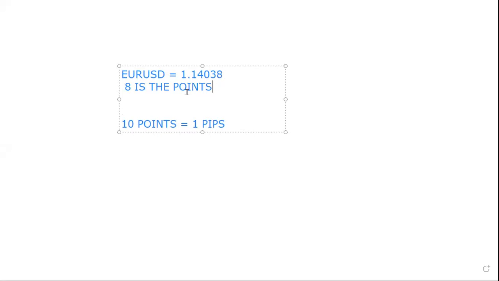If you want to call it together, remember I said 10 points equals one pip. If you have 10 points from 8, it will become one pip. So we have 1.1403 as the pip, remember? And if you want to call both together, we have 1.14038 points. Taking this together alongside the pip, it is called the point. So 10 points from 8, that is 10 plus 8, is 18.